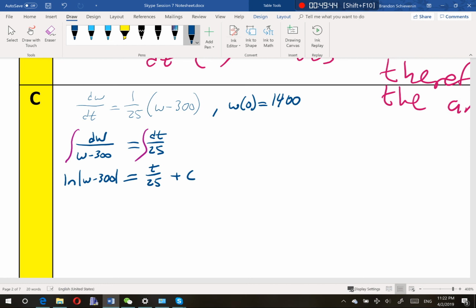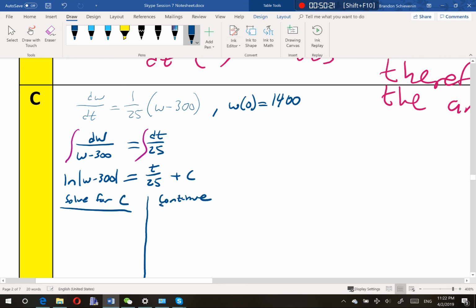Okay, this is probably a good place to solve for c, and I say that because looking at our initial condition, if I plug in t equals 0 right now, then the only thing I'll have on the right side is c. So I don't have to solve for c right here. I could wait until the end when I solve for w. But it looks like a good place to throw it in right now. So I'll solve for c first, and then we'll continue after that.